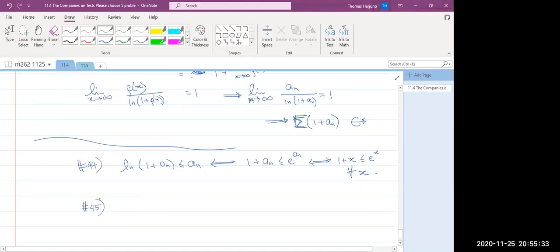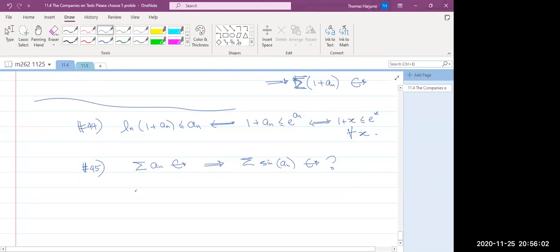Now the thing is, for number 45, I think we can use the same argument though. The argument is, if the series a sub n with positive term is convergent, does it imply the series of sine a sub n convergent? And the way we prove it, basically, can you prove? So the question is, can we show that sine a sub n is bounded above by a sub n? In other words, is sine x less than x for every x positive?